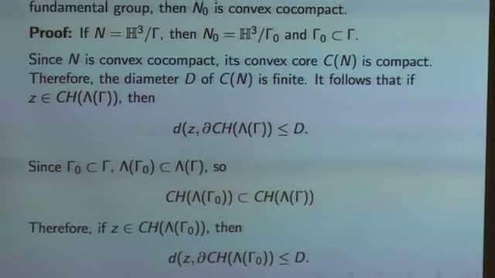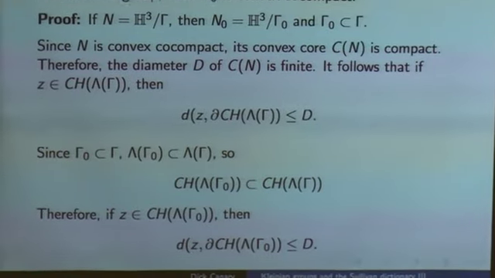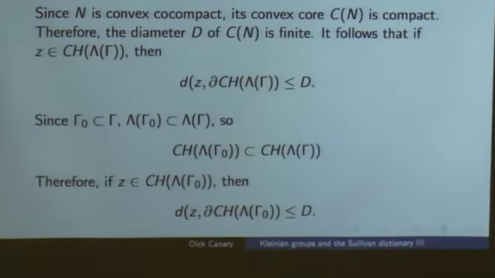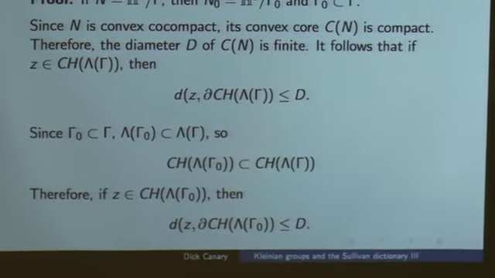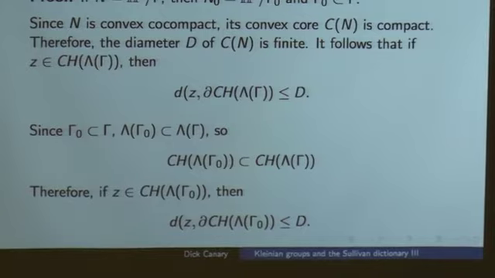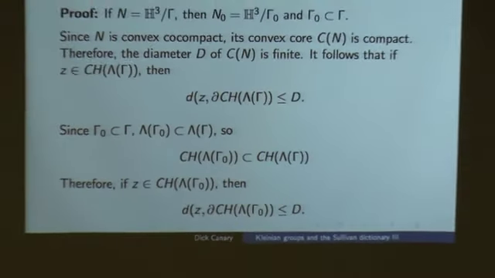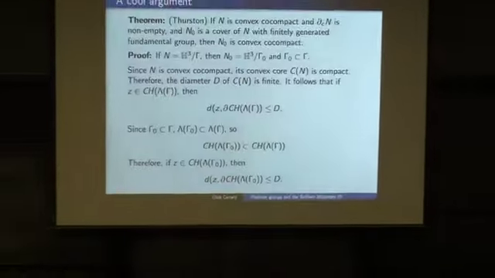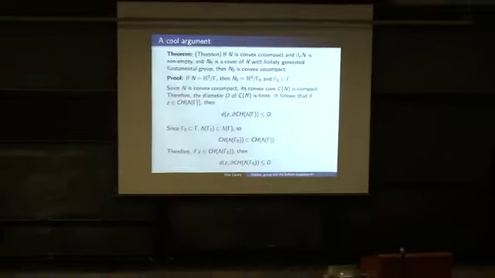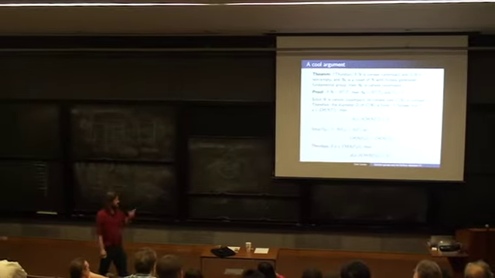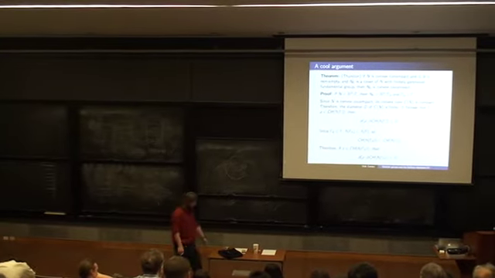Okay, now pass to a subgroup. The limit set of the subgroup is contained in the limit set of the big group, so the convex hull of the limit set of the subgroup is contained in the convex hull of the limit set of the big group. So if you start inside the convex hull of the limit set of the subgroup, and you can get outside the bigger convex hull in time d, you can certainly get outside the smaller convex hull in time d. So the distance to the boundary is less than d.